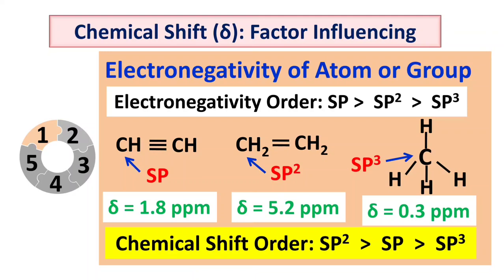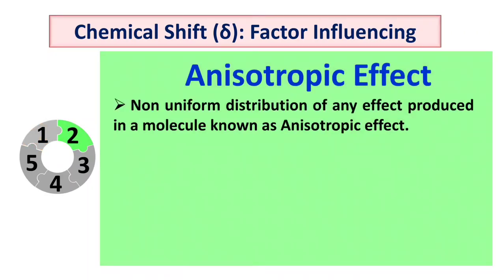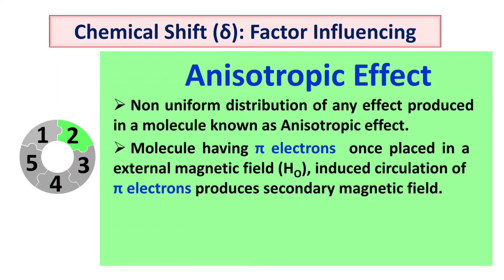This important point can be very well explained by the second effect that we'll discuss, and it is called the anisotropic effect. For your knowledge, the anisotropic effect is nothing but the non-uniform distribution of any effect developed in a molecule. So if you're investigating a molecule which has pi electron density in it, the moment we keep such a molecule in the external magnetic field H0, there is a circulation of pi electrons, which generates a secondary magnetic field.